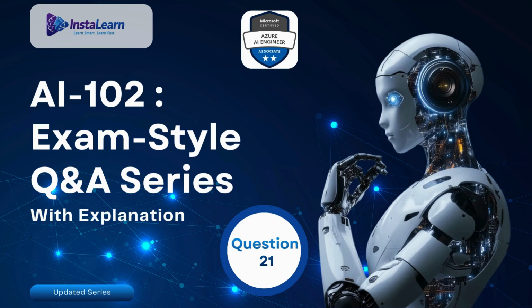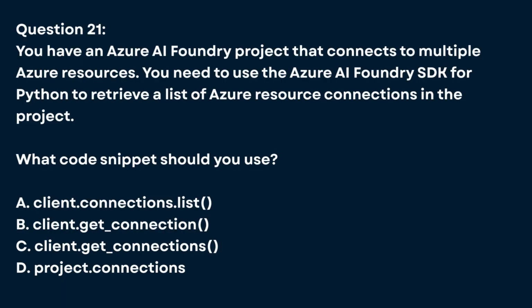Here's question 21. You have an Azure AI Foundry project that connects to multiple Azure resources. You need to use the Azure AI Foundry SDK for Python to retrieve a list of Azure resource connections in the project. What code snippet should you use?